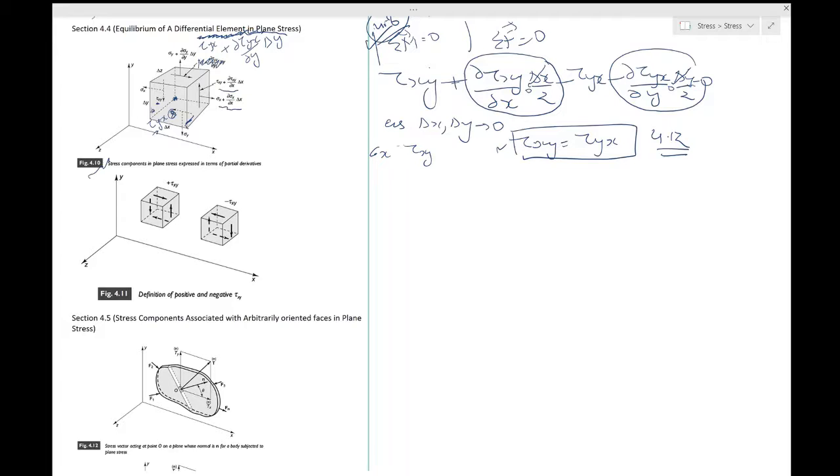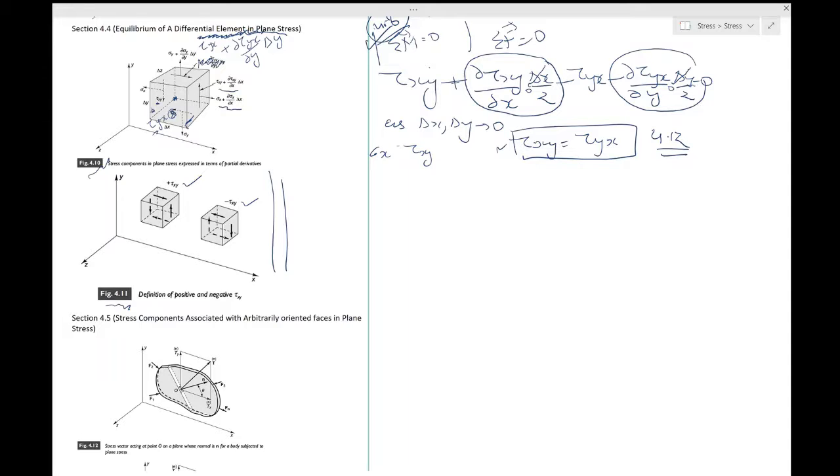So the possibilities are shown in figure 4.11, where because of 4.12 we use the same subscript sequence to identify the shear stress component on both the x and the y faces. So you have a positive tau xy, you have a negative tau xy. That's how we have gone about it. This makes our life very easy. Now we don't have to worry about the face and things like that, and the symbols speak for themselves.